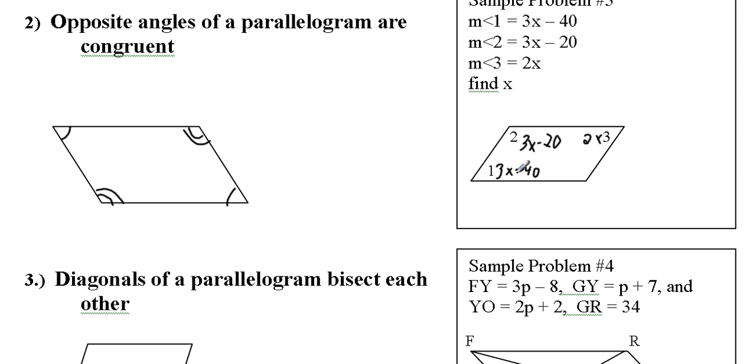Now we could say that these two angles add up to 180 and solve that way. But what we'll do here is I'm just going to say that opposite angles are congruent. Make it a little easier. 3x minus 40 equals 2x. Subtract 2x from both sides and add 40. We get x is 40 degrees.